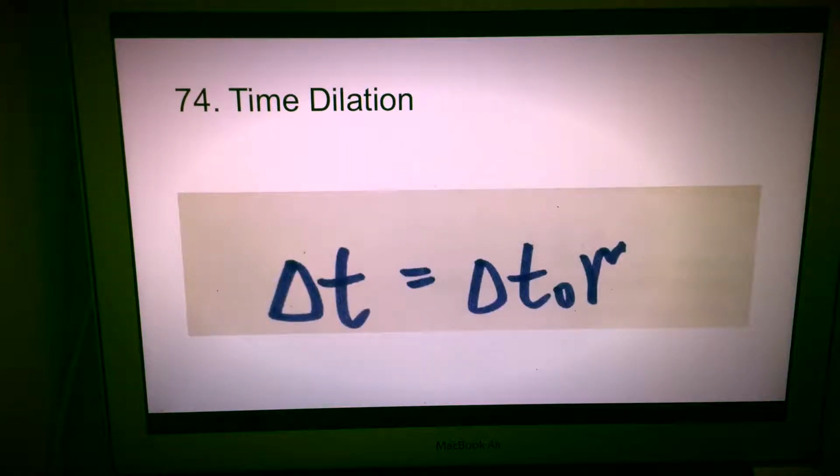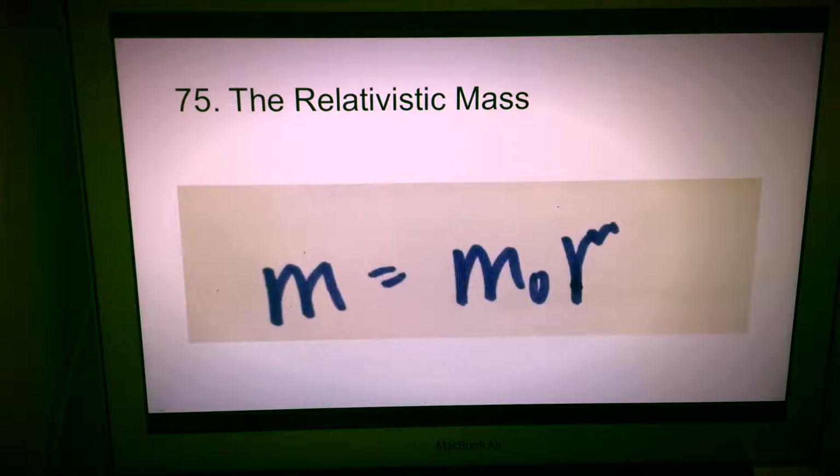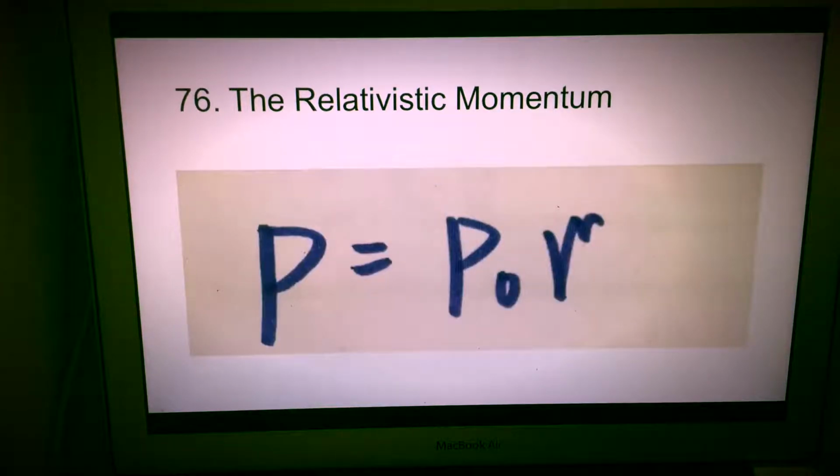74. Time dilation. Delta T equals delta T0 times R. R is greater than 1, so delta T will be greater. So the time will be longer when you're traveling so fast. 75. The relativistic mass. It also times R, so the mass will be bigger. The relativistic momentum. It also times R, right? So the momentum will be bigger.